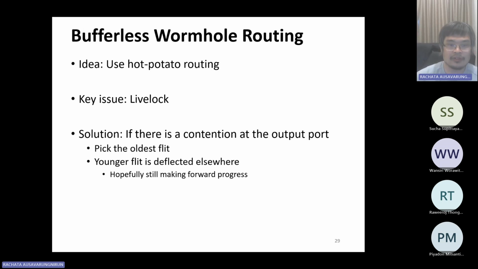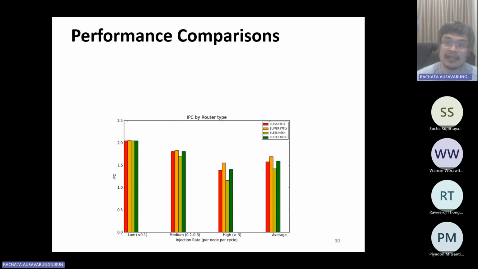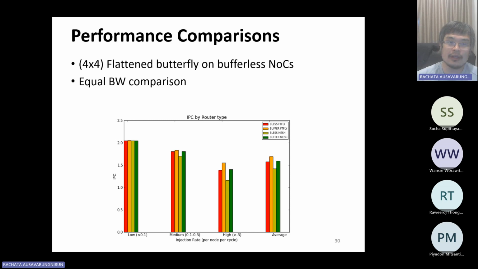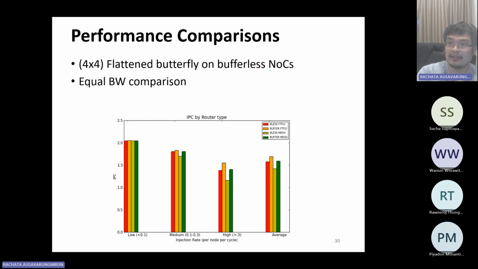One of the prime examples of this is my own advisor's paper actually in ISCA 2009, which basically does this hot potato routing, where he has shown that the performance is actually on par if the network is not super congested, right? So if you use an equal bandwidth comparison for both meshes, which is the buffered mesh and the bufferless mesh, right? BLESS in this plot is a bufferless design. So in this plot here, BLESS is the bufferless design. We have no buffer here. We always do hot potato routing. And you compare flattened butterfly and mesh.